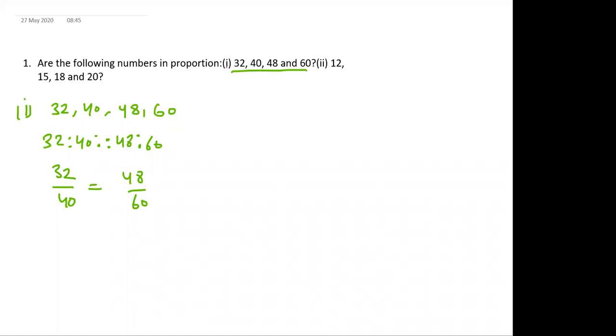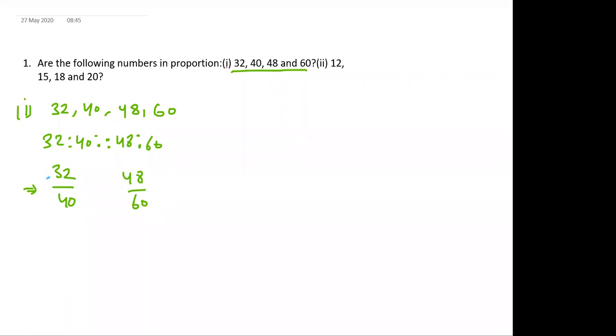So how are you going to do that? You just do cross multiply. If you get the same answer, then these numbers are in proportion. There is one more method. If you don't want to cross multiply, just reduce the given fractions and check if you get the same answer or not.